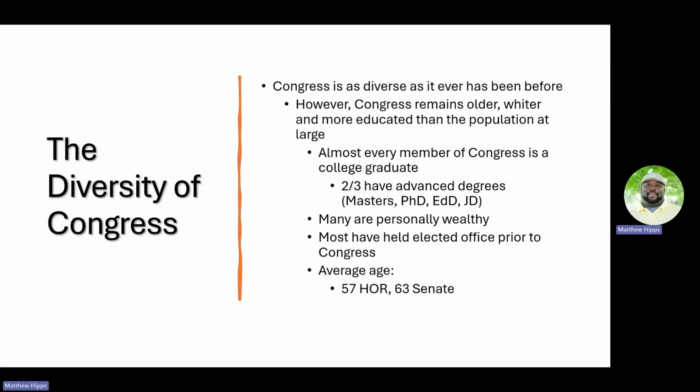Additionally, the diversity of Congress has been a focal point for quite some time. And although Congress is more diverse than it has ever been, both racially and gender-wise, and religious overtones are more varied than they've been in the past, Congress still trends whiter, older, and more educated than the general population. And a couple of visuals kind of bear that out.